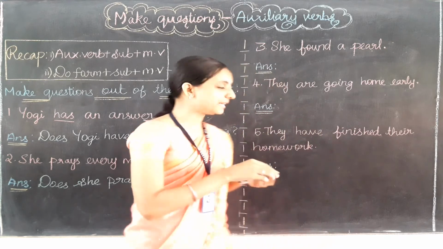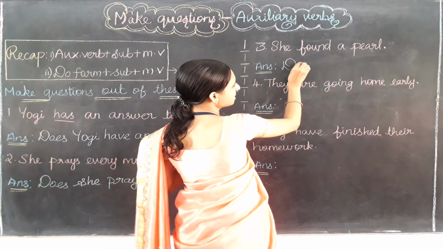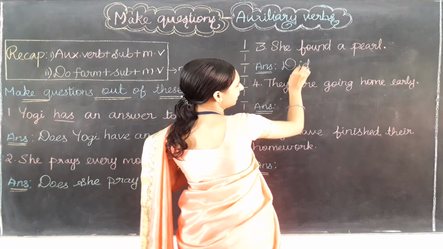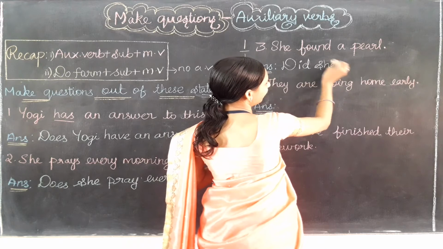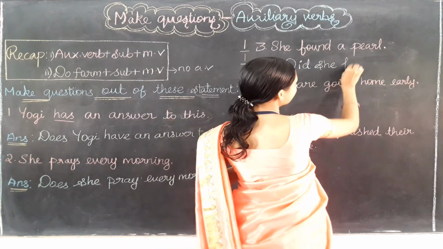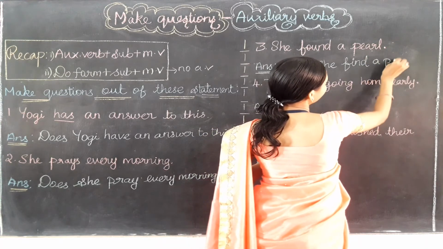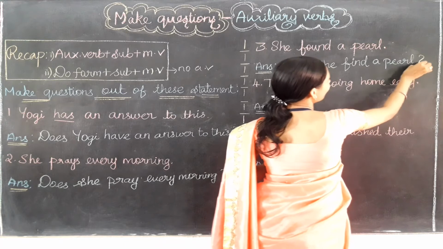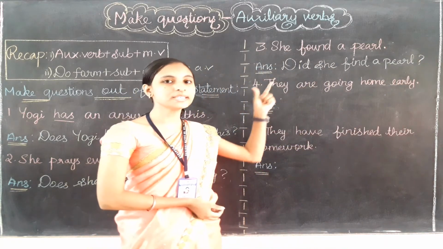Yes, did only. So as per the rule, I need to write the do form verb first, that is did here. Did. Then the subject, did she. Then found is the past time verb, so I need to write the main verb as find. Did she find a pearl? And it ends with a question mark. Okay. Did she find a pearl is the correct question for this statement.